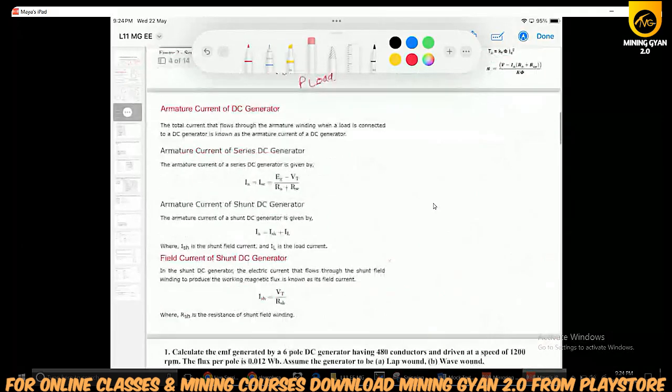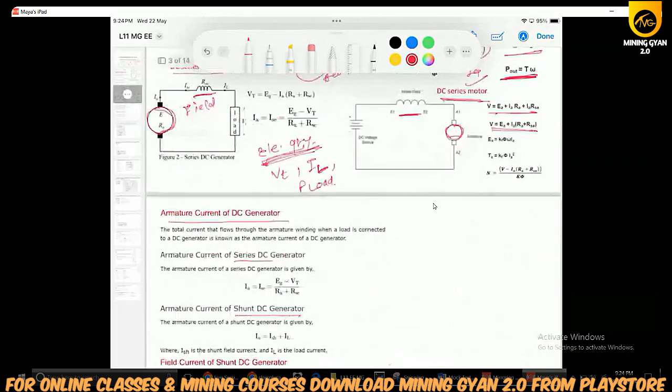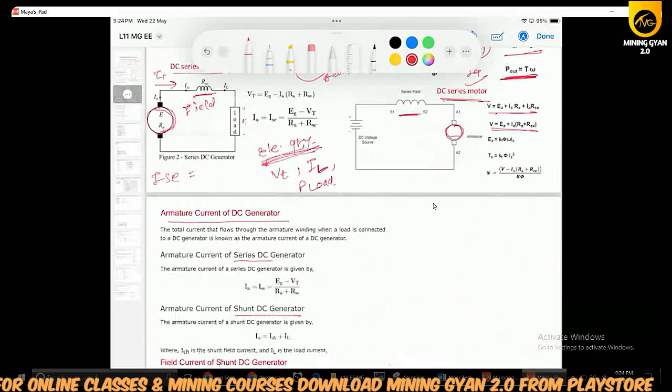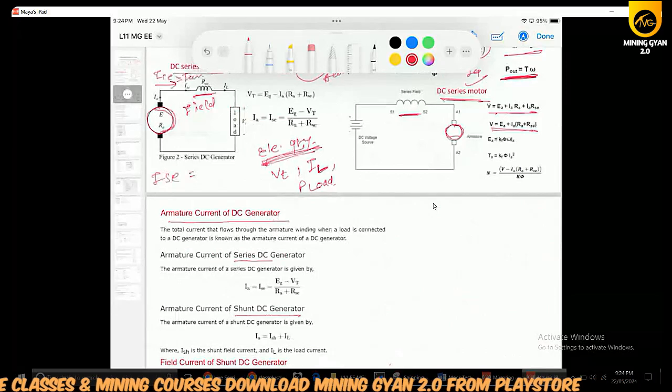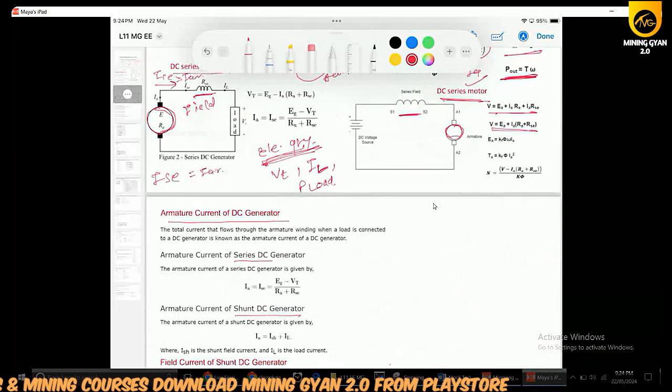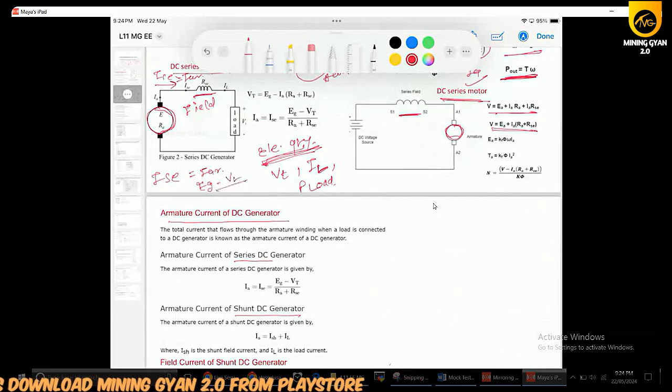Then next, how to calculate the armature current of the DC generator in case of series DC generator and in case of shunt generator. In case of series generator, you already know how to calculate ISE, that is flowing in this direction. IS equals IA only. So you have to apply just Ohm's law: EG minus VT divided by the sum of resistances, RA plus RSE.